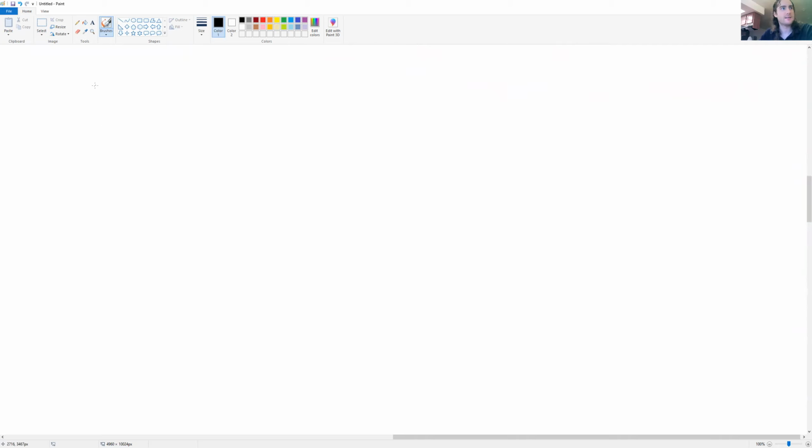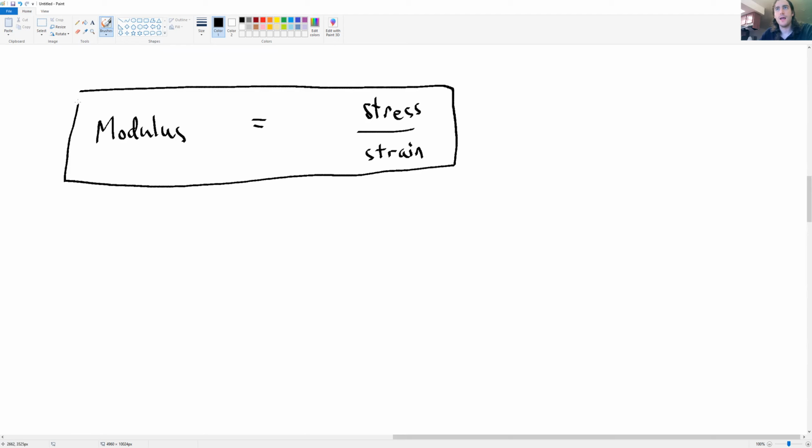So let's go ahead and get a clean slate here. We have some kind of modulus is equal to some kind of stress over some kind of strain. And that really is what encapsulates everything for this second half of this chapter. And the modulus is something that's constant because we're in the linear region. Stress is something like force over area or pressure.